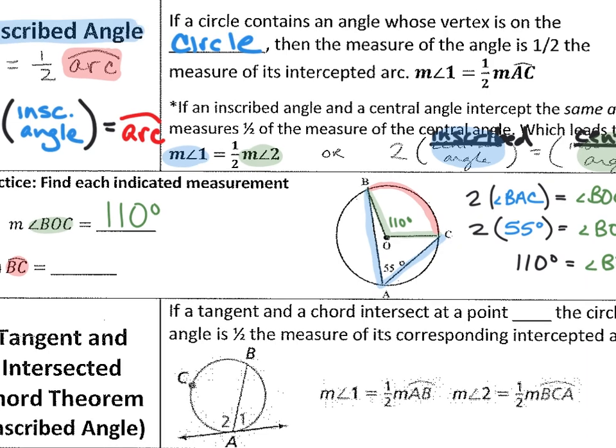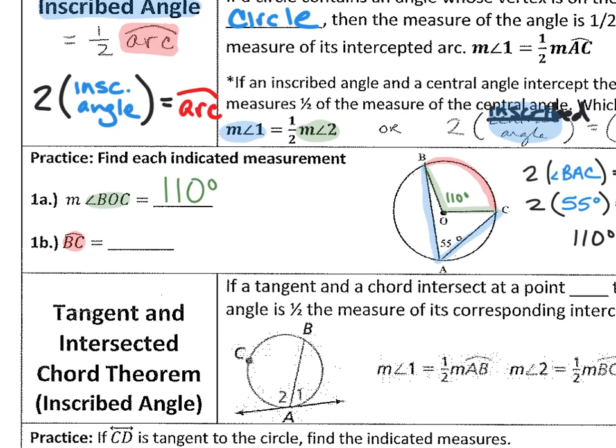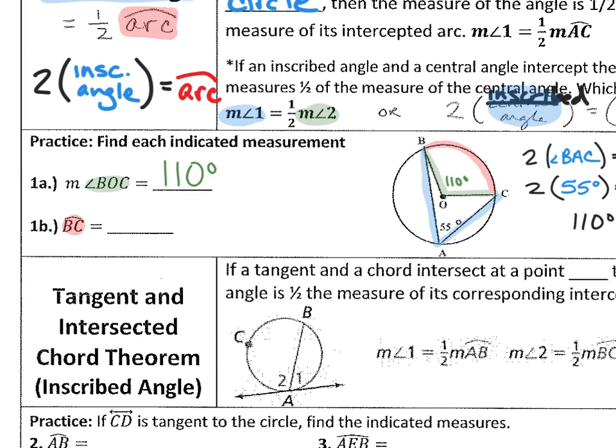Remember, the central angle is exactly equal to the arc. So if that central angle is 110, what's the arc? 110. They're exactly equal to each other. The central angle and the arc have the same degree measurement. So if I find one of them, I immediately know the other.